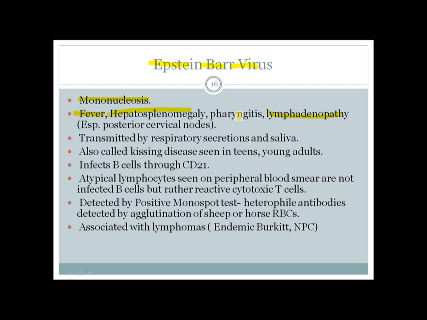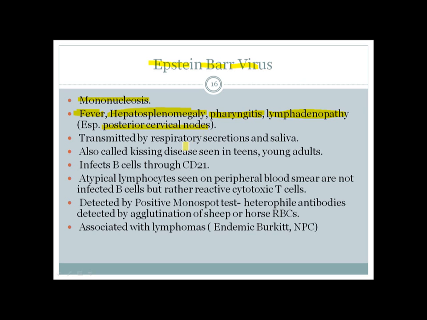But Epstein Barr virus actually starts infection from your pharynx, so there will be pharyngitis too. The patient has pharyngitis, and that's why he has fever. And then after pharyngitis, the Epstein Barr virus spreads onto lymph nodes, and that's why it causes lymphadenopathy, especially of the posterior cervical nodes, and also ultimately leads to hepatosplenomegaly.